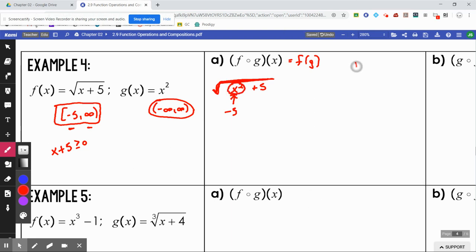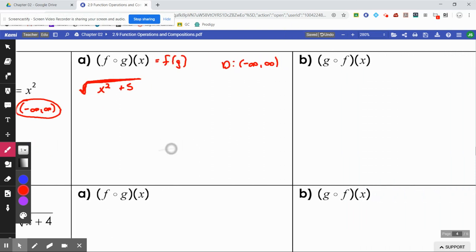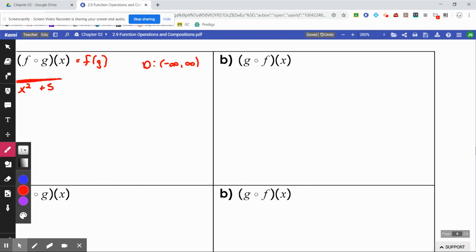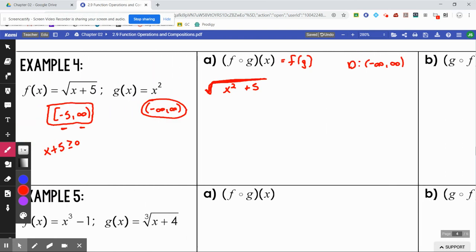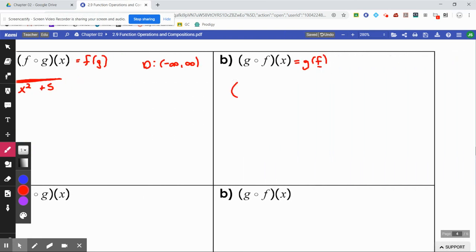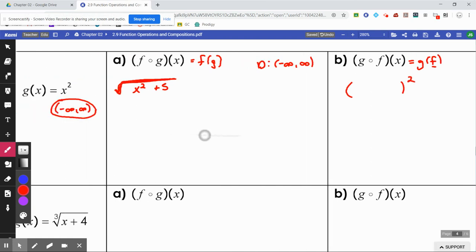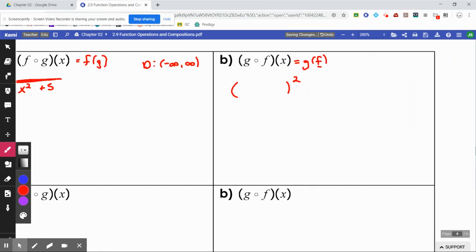So my domain here would be anything. I can plug in anything for x that I want to, and it's not going to make that square root the square root of a negative. The next one, to find g of f. G of f, I'm plugging in f, so let's take g, which is x squared, and let's plug in f, which is the square root of x plus 5.